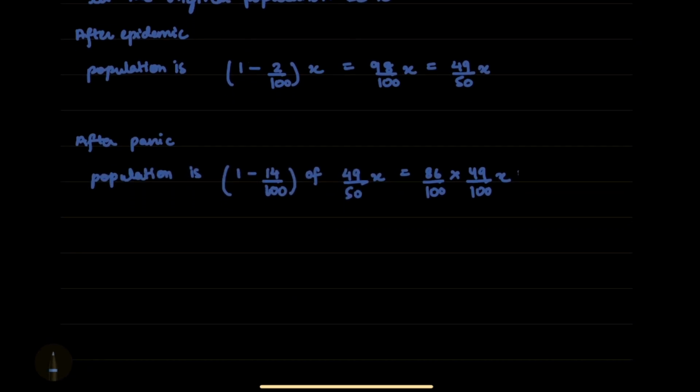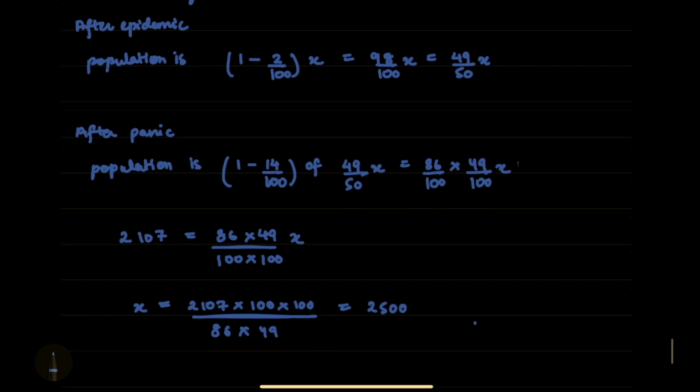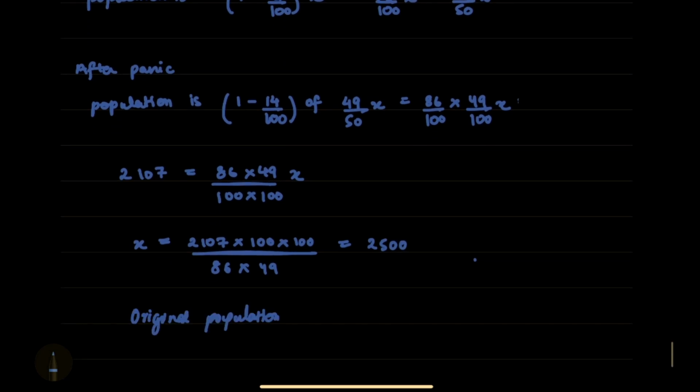So we already know that the population after the epidemic and the panic was 2,107. And we can equate it to the expression we have already found, 86 by 100 into 49 by 50 of X. So we'll easily substitute and find the value of X, and that comes out to be 2,500. So the original population was 2,500 people. And that's all for the percentages.